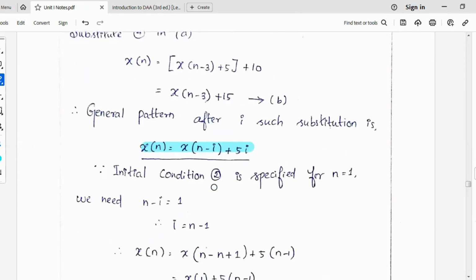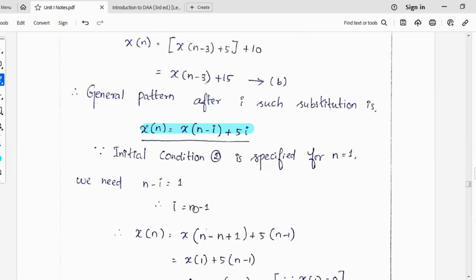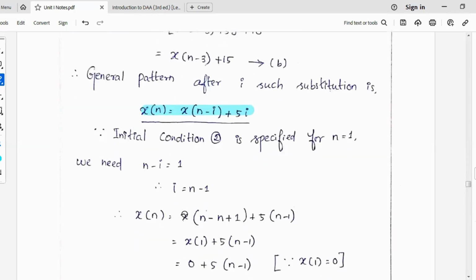So to eliminate this, I am going to compare n minus i equal to 1, because in the base condition x of 1 is 0, right? So I am comparing n minus i equal to 1. So the i value will be n minus 1.